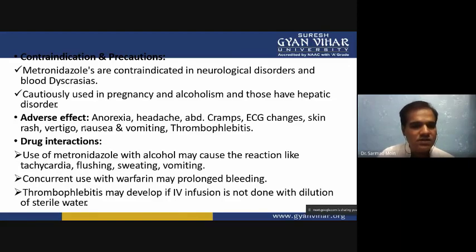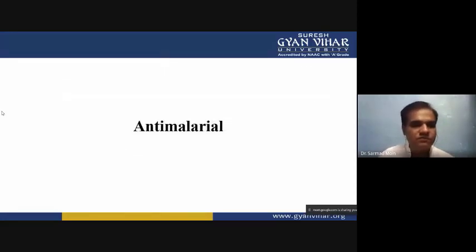Concurrent use with warfarin may prolong bleeding, and thrombophlebitis may develop if the IV infusion is not done with dilution in sterile water. So these are things that can happen, and we always avoid these types of combinations with metronidazole. Now, anti-malarials. Anti-malarials are those drugs which are effective against the malarial vector.